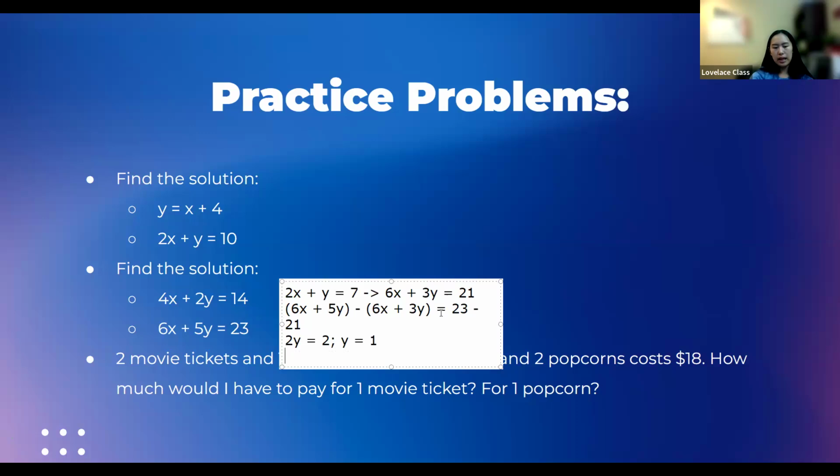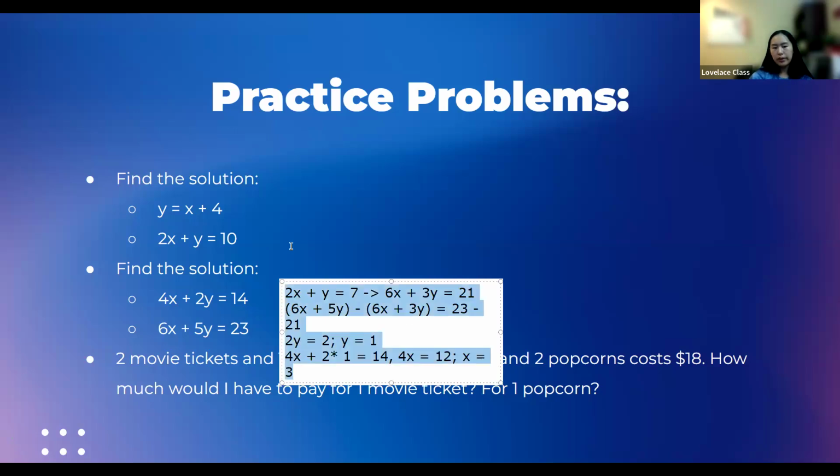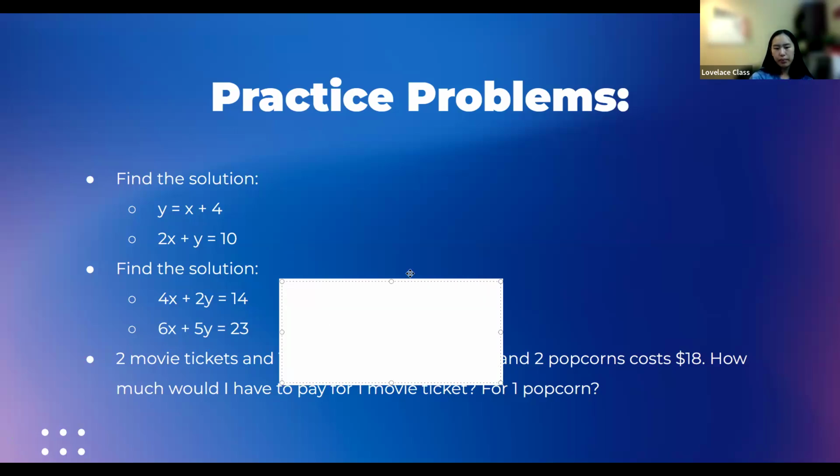And then if we plug that into the original equation, you get 4x plus 2 times 1 equals 14. Then 4x equals 12, and then x equals 3. So you should have gotten x equals 3 and y equals 1 for the second problem.